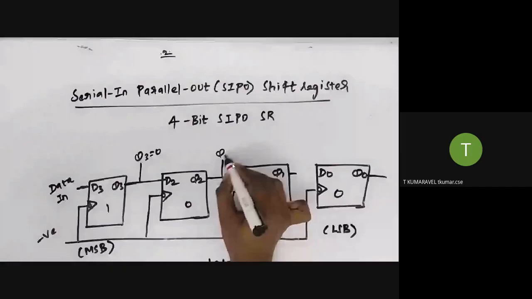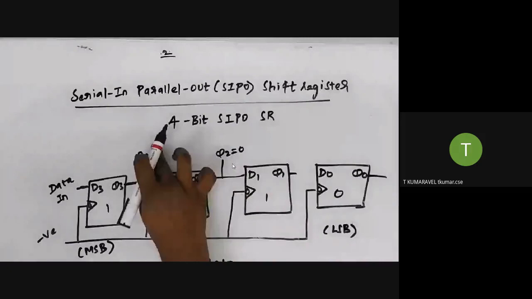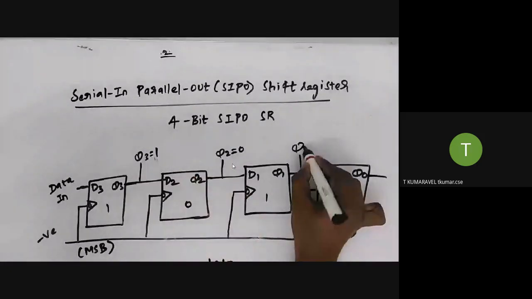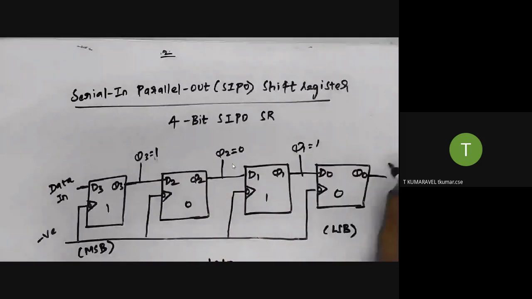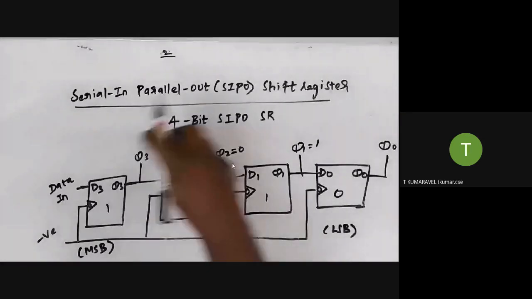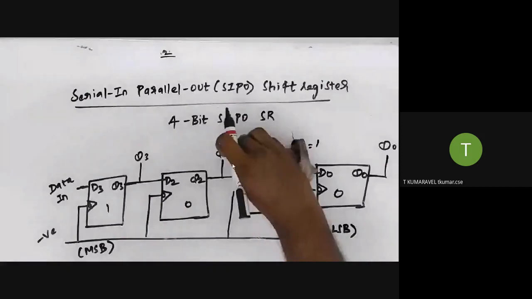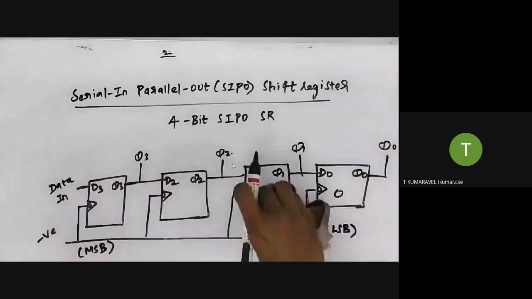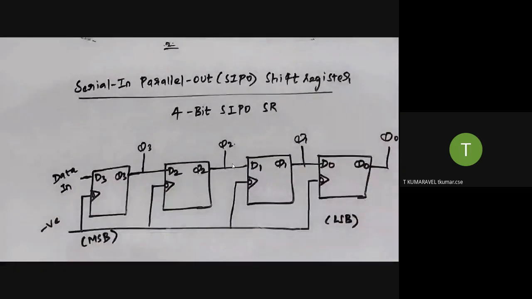Whenever the data is available at this moment itself, I can get the data. That is called serial in and parallel out. Do you understand what I am trying to say?